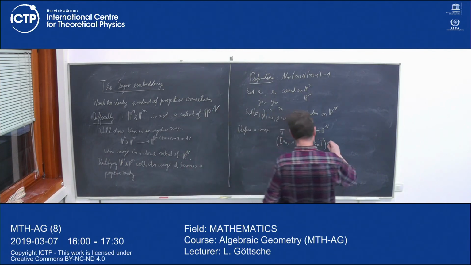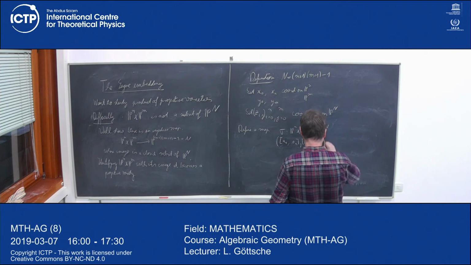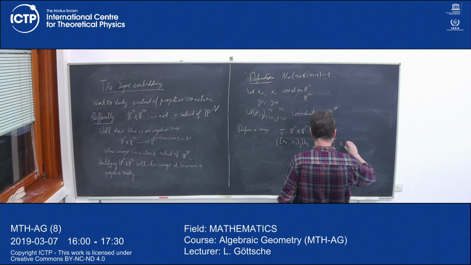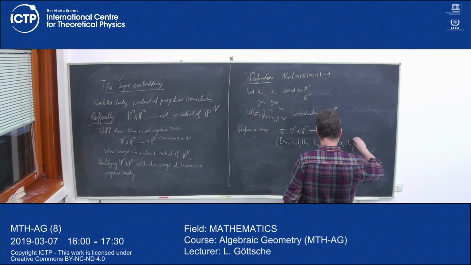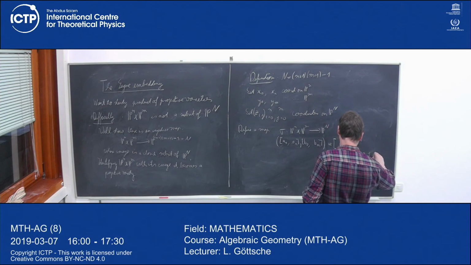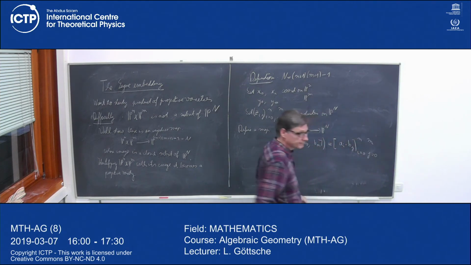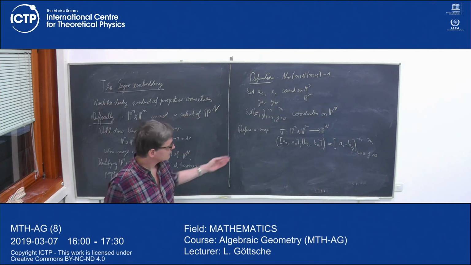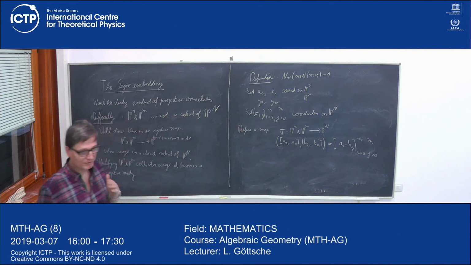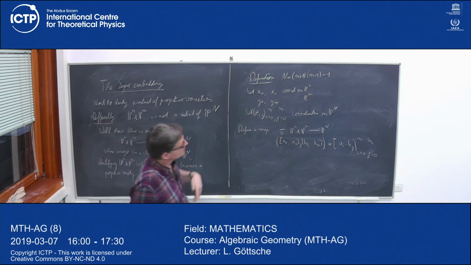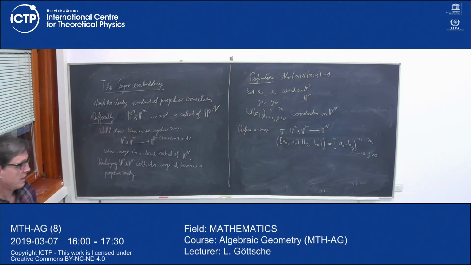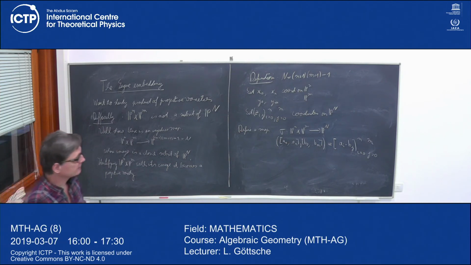So I write it like this: this is ai times bj, for i equals 0 to n, j equals 0 to m. Okay, just send this thing to all the products of all the coordinates. It's a kind of stupid map which embeds it in a very big space, but okay, that's what we do. This is the Segre embedding.